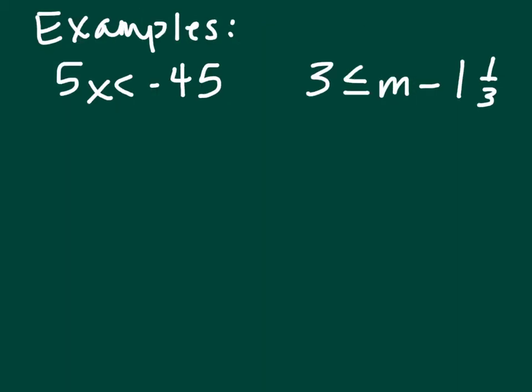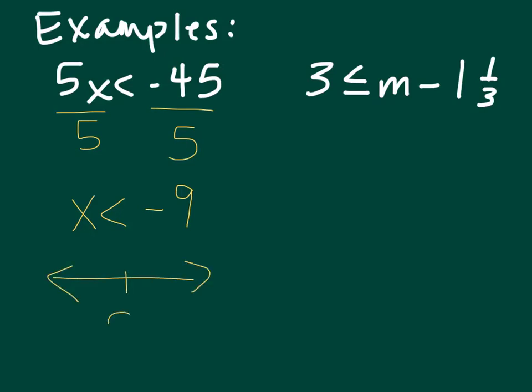So we have 5x is less than negative 45. So just like an equation, I divide both sides by 5, and x is less than negative 9. I don't flip the sign because I didn't divide by a negative, right? I divided both sides by 5. Even though there was a negative 45, I didn't divide both sides by a negative. So then I graph my solution. Here's a negative 9. It's an open circle, and x is less than, so my arrow goes over here to the left.